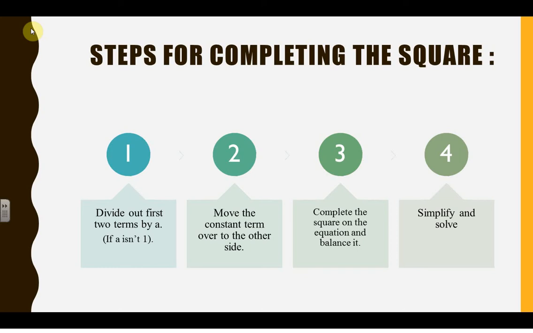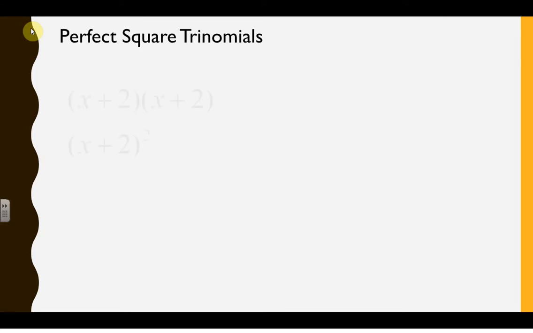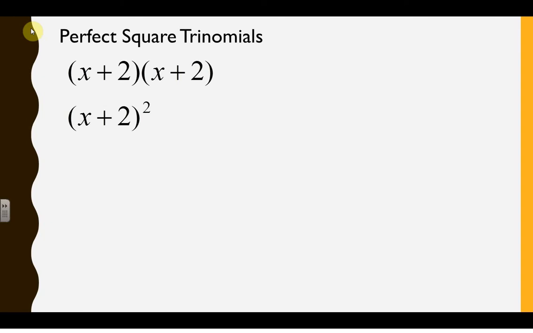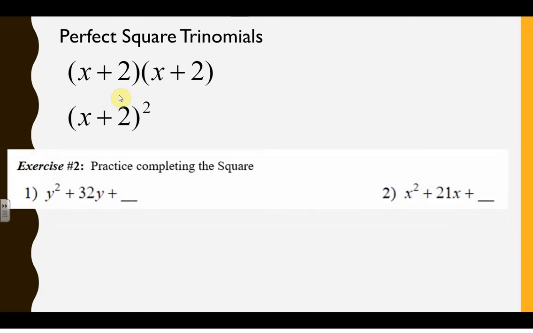Here are your steps. Divide out the first term by a, move the constant term over to the other side, complete the square in the equation, and balance it, simplify, and solve. We're talking about perfect square trinomials. When we say complete the square, you get two binomials that are the same thing, which makes it x plus 2 quantity squared. That's our goal. That's a perfect square trinomial when you can rewrite it as x plus whatever quantity squared.